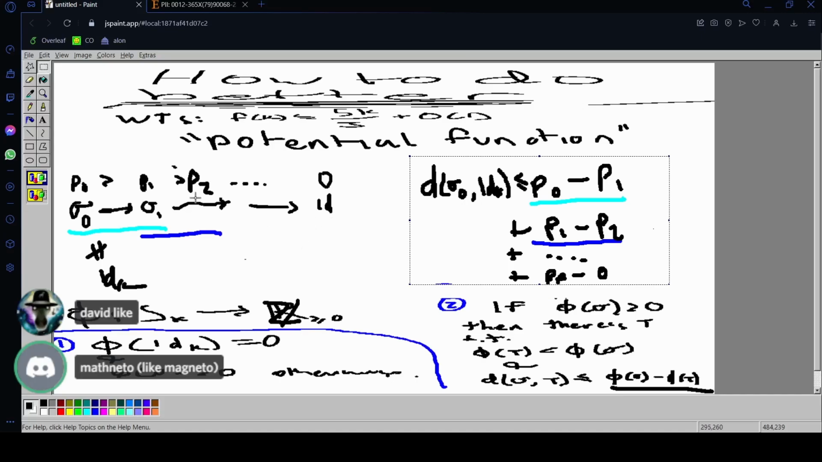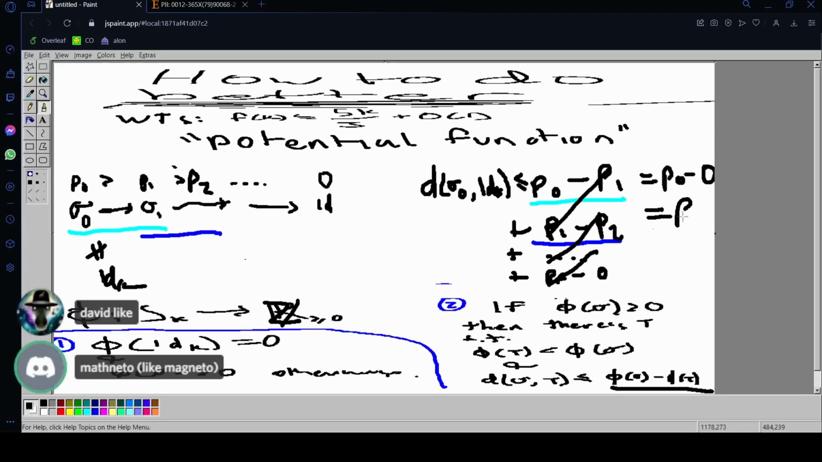Okay, so the important step is this last one, where I say, well, the funny thing is, here we subtract P1, but here we add P1. So they cancel out, and this cancels out, and so this is equal to just the potential of sigma 0 minus 0, which equals P0.